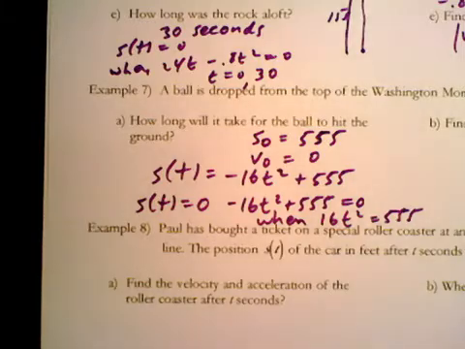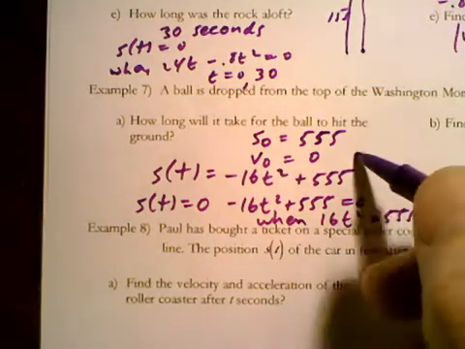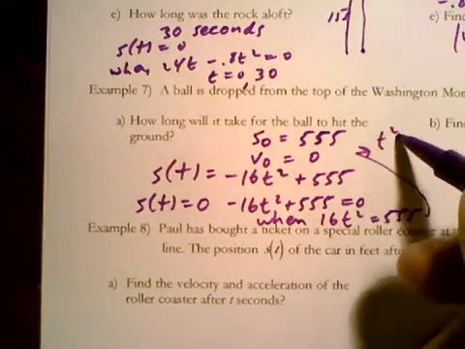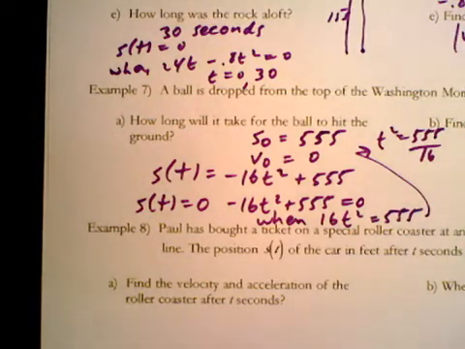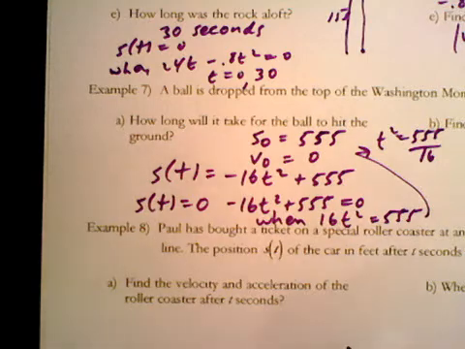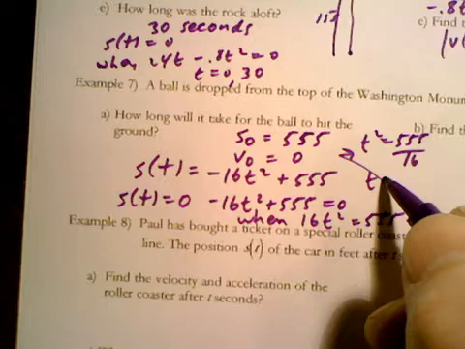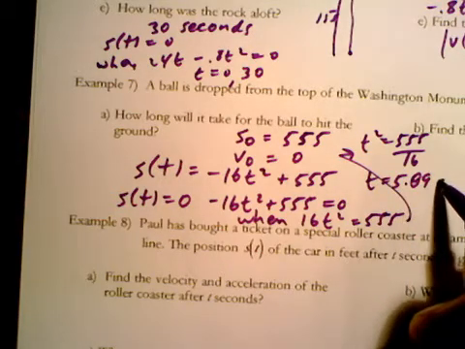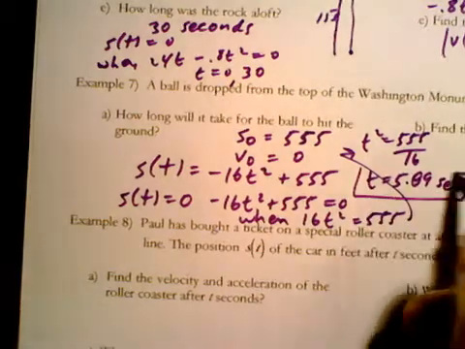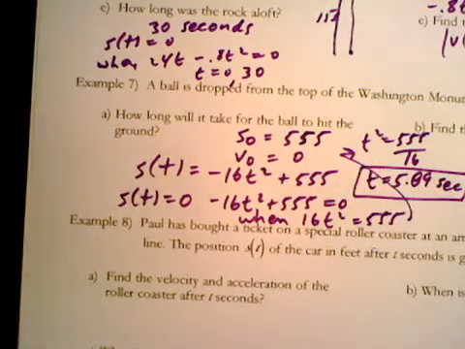And let's use our calculators for that. We would get t squared equals 555 over 16, and we're going to need to take the square root of that. The square root of 555 divided by 16 is going to give us 5.8896. So t equals 5.89 seconds. Okay, well that's how long it's going to take the ball to hit the ground.